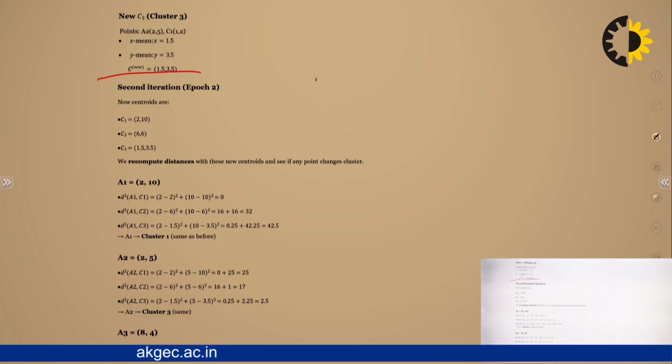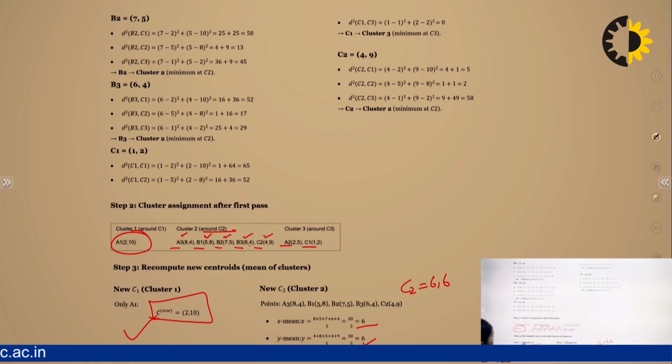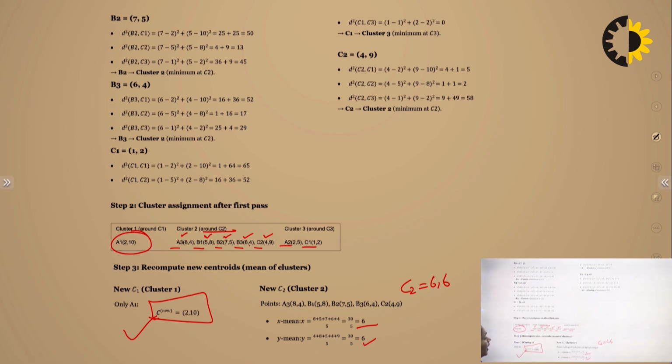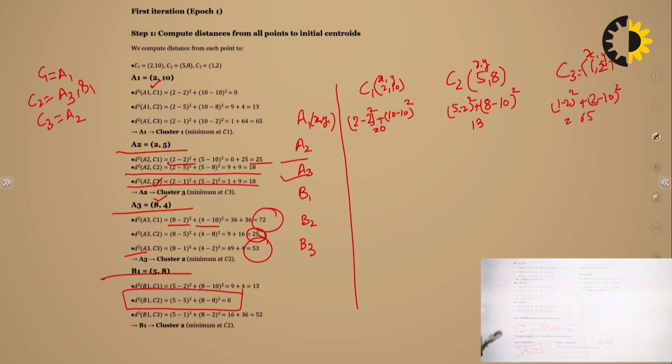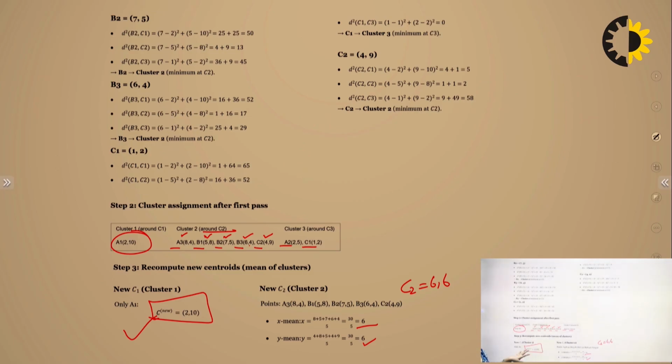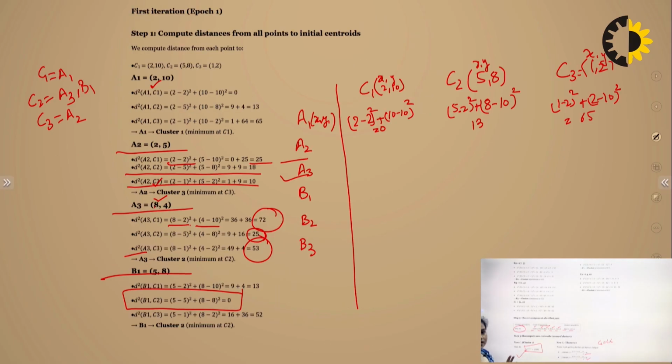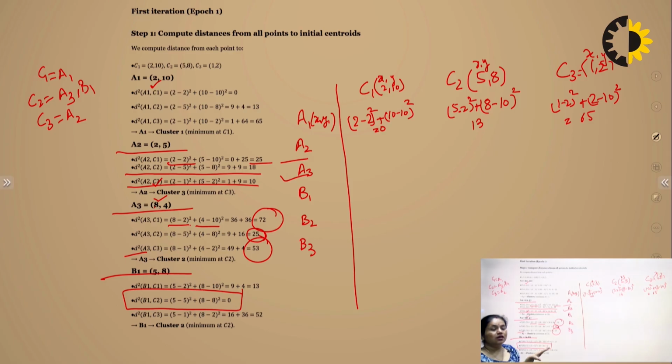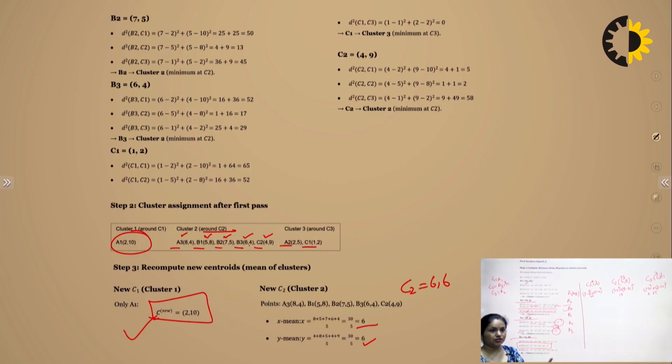Now, as we can see, in C1, before it was A1, A2, A3, but in the updated cluster, it is only A1. Means, now the cluster is being updated. It is not the same as the previous one. We need to go for another iteration.